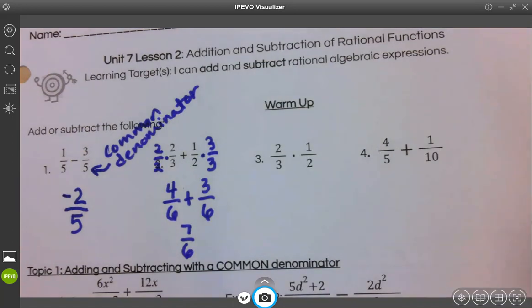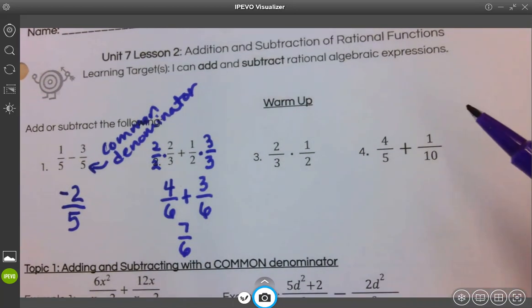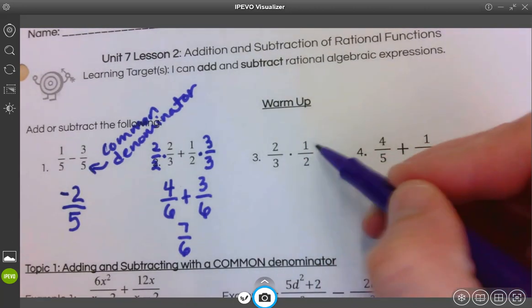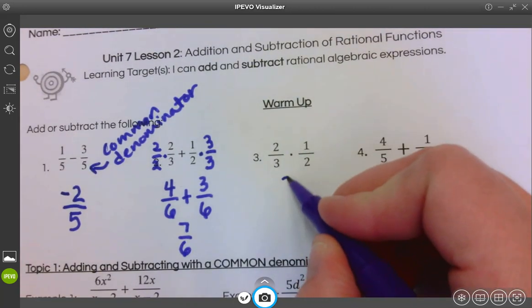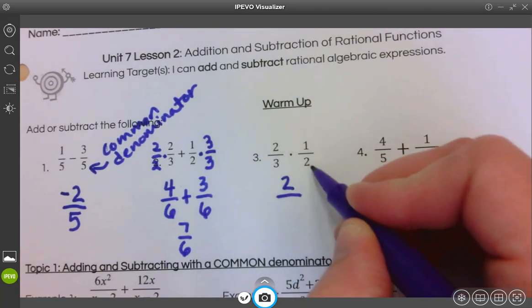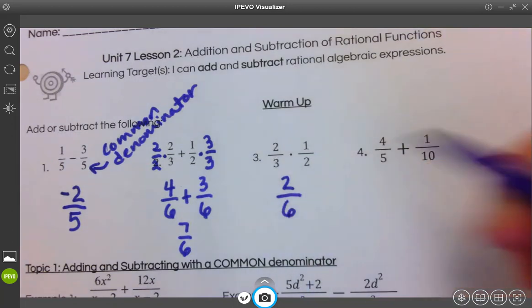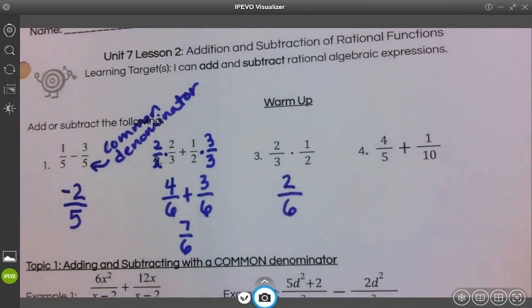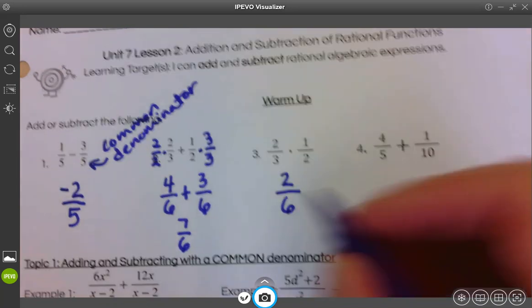Okay, so in this one, some of you simplified right away, and that's okay. Some of you multiplied first, so 2 times 1 is 2, and 3 times 2 is 6. And then 2 over 6 simplifies to what fraction? 1 over 3, good.